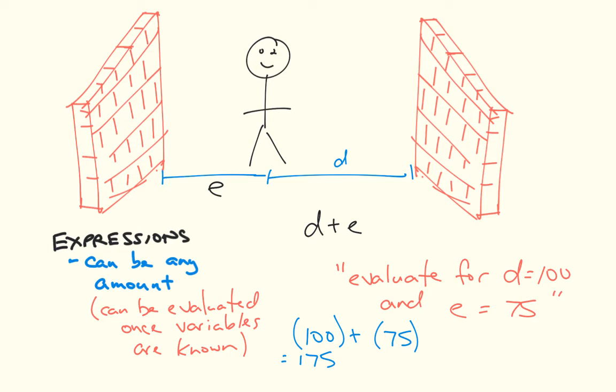So I would just add the little note that expressions can be any amount, but they can be evaluated once the variables are known. But because I could put in anything for d and anything for e, by definition, expressions can be anything.